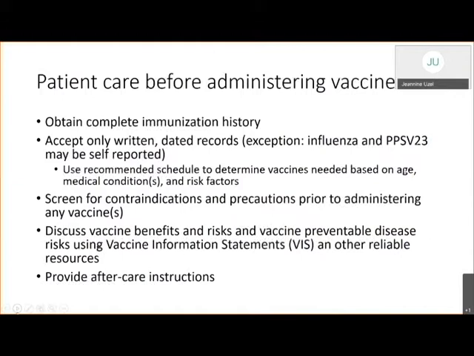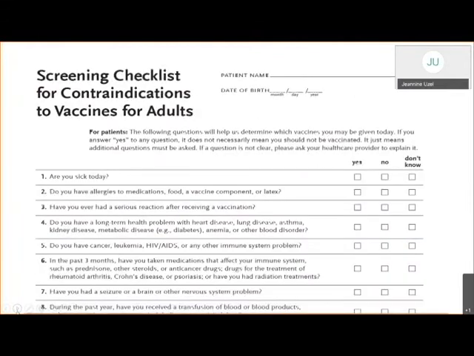Discuss vaccine benefits and the risks of receiving the vaccine and the risks of acquiring a vaccine preventable disease using the emergency use authorization information sheet or the vaccine information statement and other reliable resources. Provide aftercare instructions, including what to expect after vaccination. When administering a vaccine, you may be required to do a quick screening to make sure there are no contraindications for giving the vaccine to the patient.